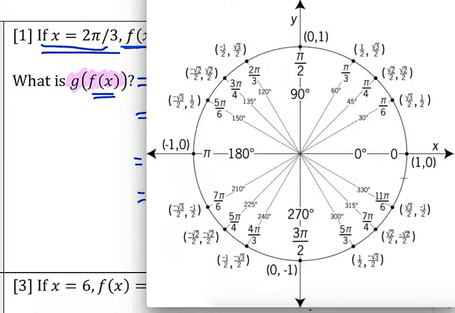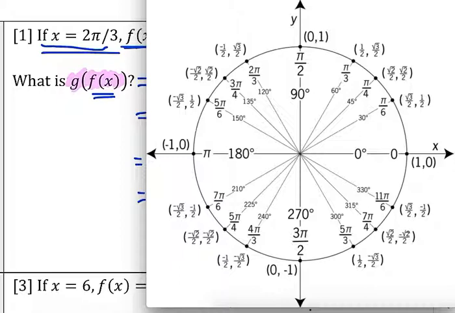So we're actually looking for two answers here. Looks like 30 degrees or pi over 6, or 330 degrees and 11 pi over 6. So those will be our two possible values. Let me go ahead and record that. So it's going to be pi over 6 or 11 pi over 6.